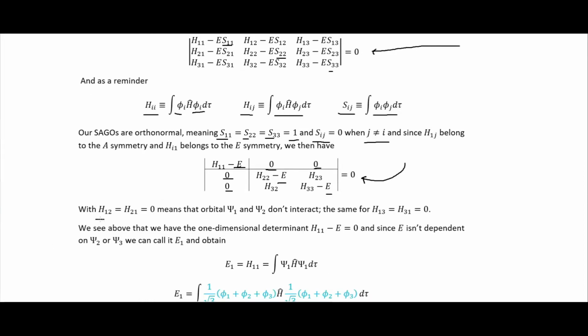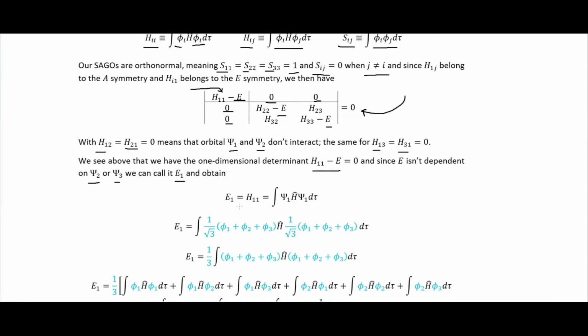And so H12 equals H21 equals 0, meaning that the orbitals psi1 and psi2 don't interact, and the same thing for H13 and H31. So we see above that we have the one-dimensional determinant, that's the H11 minus E, and that's why I have it put into this separate box here. Since the E isn't dependent on psi2 or psi3, we'll just call it E1. So that's our first energy here.